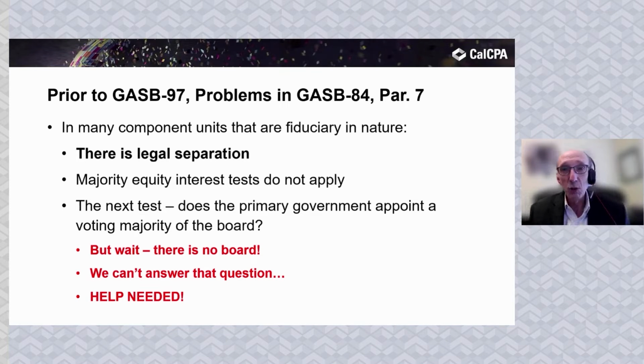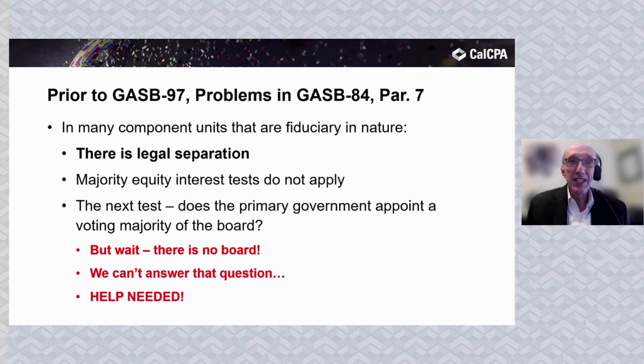As governments were implementing GASB 84 over the past couple of years, they said to GASB, wait a minute, I have a relationship with a potential fiduciary activity. No, I don't have to go down the path of a majority equity interest because the provisions of GASB 90 don't apply. But wait a minute, the potential fiduciary activity does not have a board. What do I do? It's legally separate. There is a trust. What do I do?